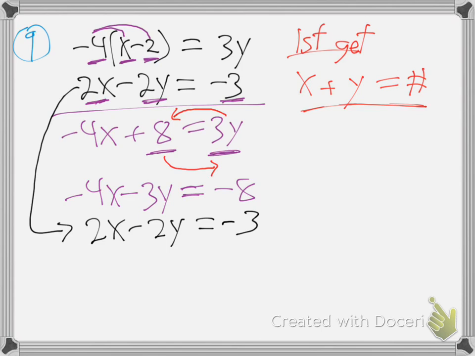So now see how they're lined up now real nice? X's with X's, Y's with Y's, numbers with numbers. So now can you take it from there? Make the X's opposites or the Y's, whatever looks easiest to you. Give you a moment to do that.